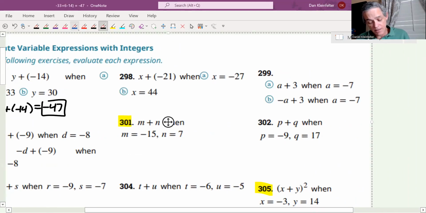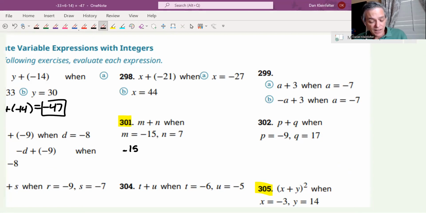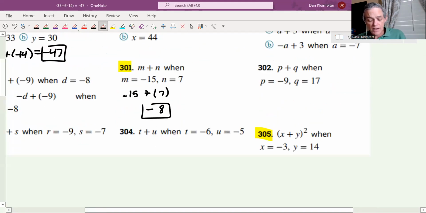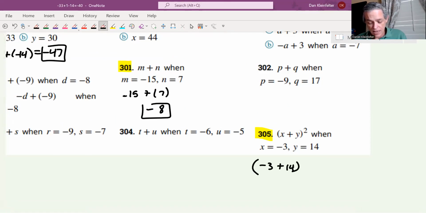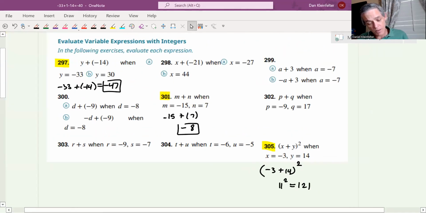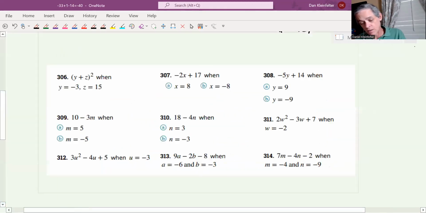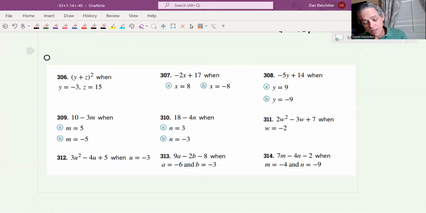Okay, m plus n, we're doing addition again. M plus n when m is negative 15 and n is 7. Negative 15 plus 7 is negative 8. Okay, for 305, we have negative 3 plus 14, and that will be squared. Negative 3 plus 14 is 11. 11 squared is 121. All right, so there was nothing in there for multiplication and division. That's too bad. Maybe the next ones will have something. Yeah, that looks like it does. So let's see what else we've got.